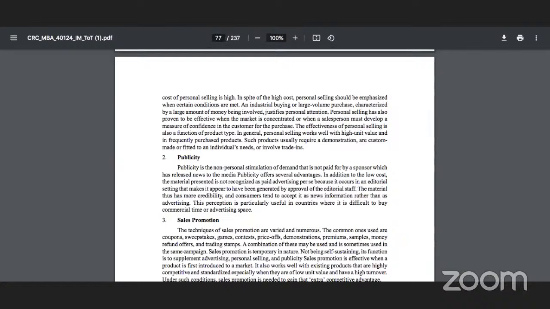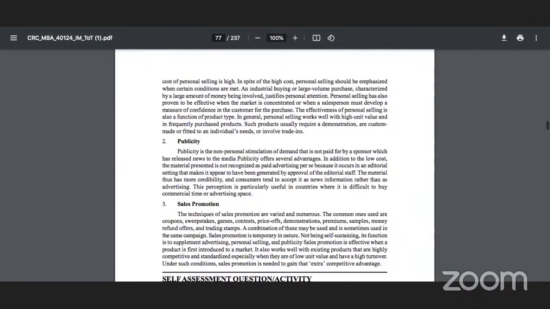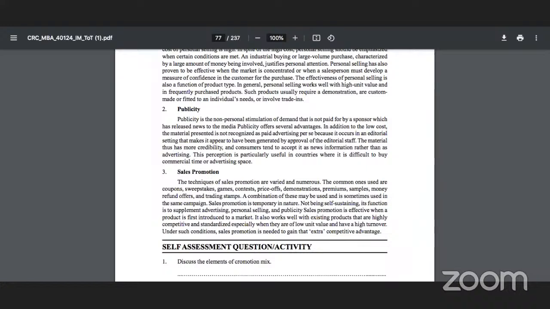So there is a higher chance of a buyer going for a publicity-stimulated material or content, because it is sometimes disguised in terms of an editorial, or it has the approval of the editorial staff. So it has more credibility, and consumers are more ready to accept this kind of information rather than advertising, because they see advertising as a means of paid communication to reach out to them. So this is totally perception based.